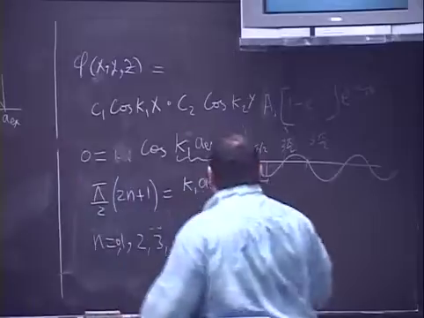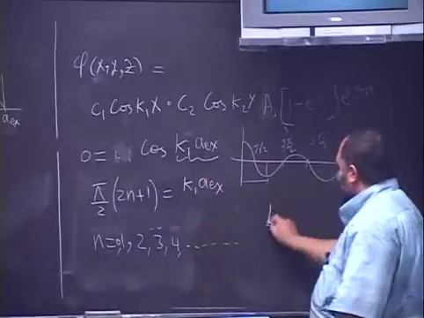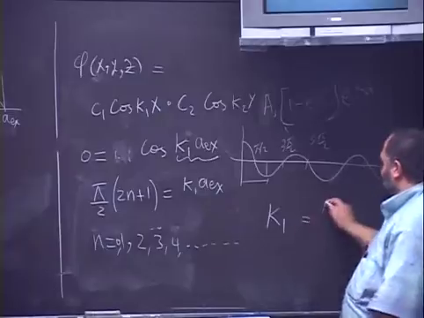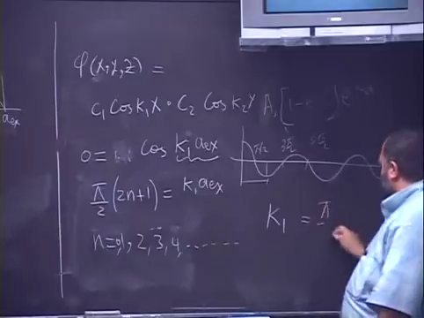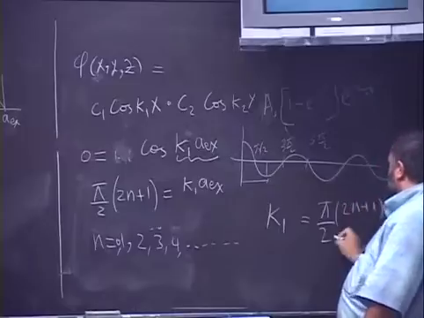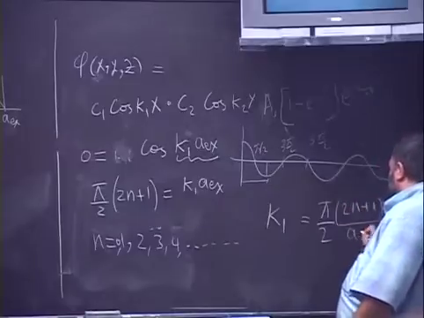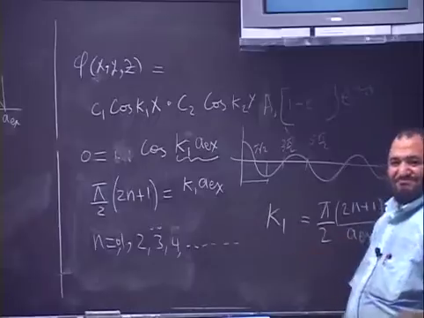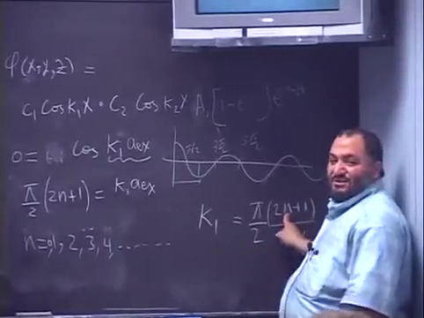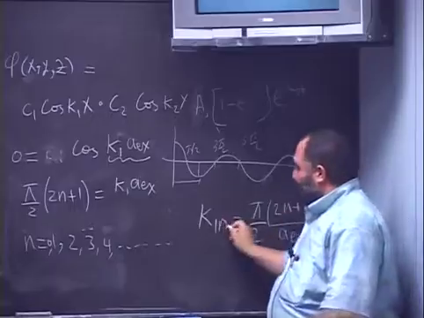So from here, what's k1? K1 will be what? Pi over 2, 2n plus 1 over what? But should I leave it k1? It has a dependence on what? On n. So I will say k1n.